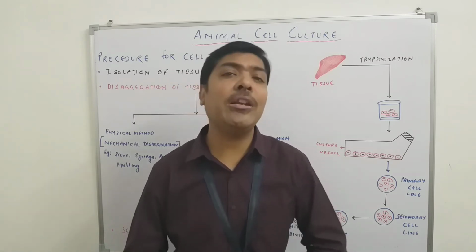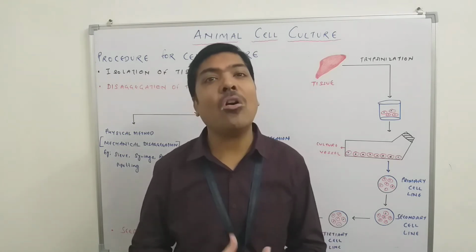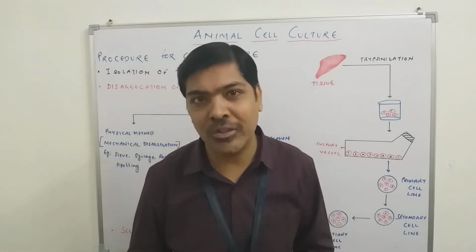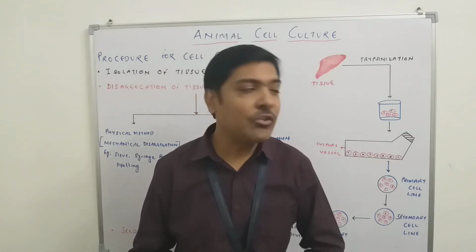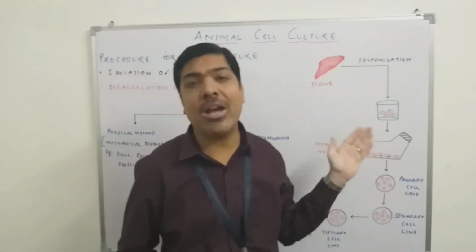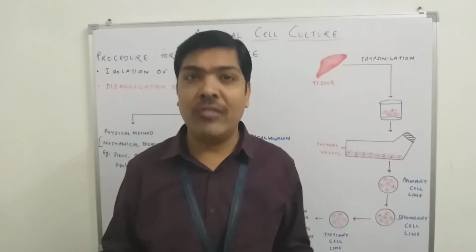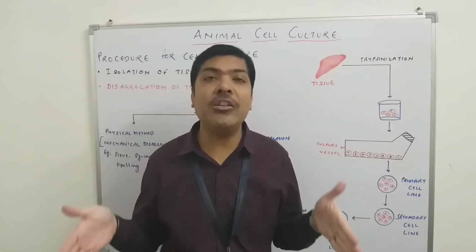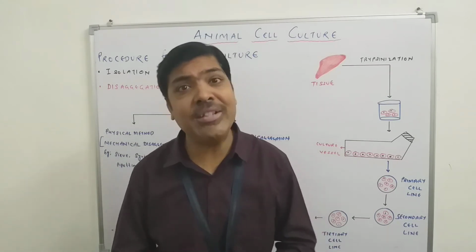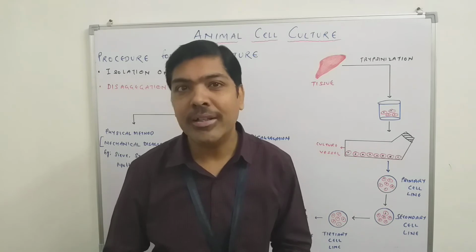In the case of the anchorage independent cell, the animal cell culture takes place in the form of a suspension. Okay. So here, as you can see in this diagram, the disaggregated mass of cells we have collected, we have introduced into the culture vessel, and we are providing the conditions so that the anchorage dependency property can easily be followed in this particular cell.